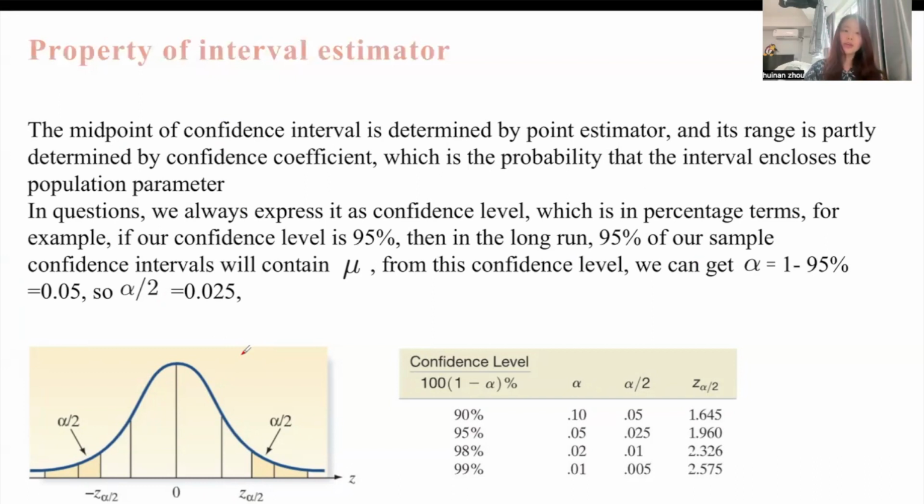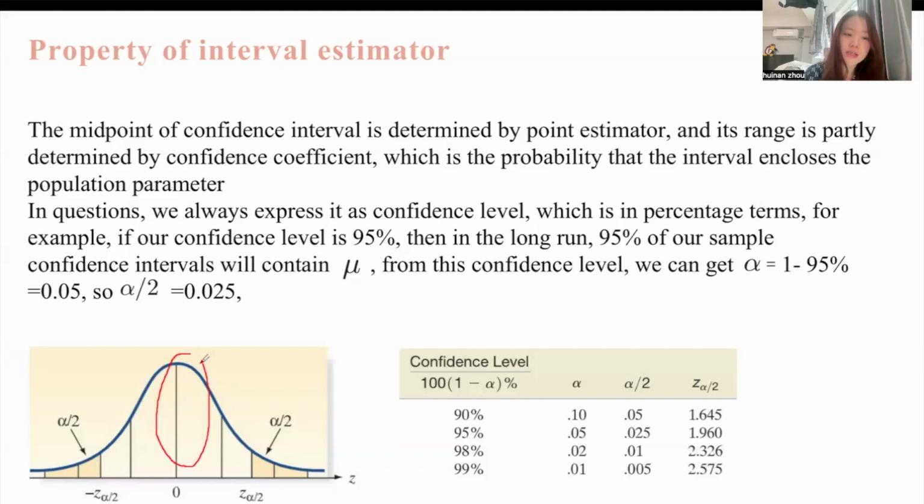For example, if our confidence level is 95%, then in the long run, it means that 95% of our sample confidence intervals will contain our target parameter, that is mu. So from this confidence level, we can get the alpha that we need in our calculation, which is equal to 1 minus 95%, that is 0.05. So alpha by 2 is 0.025. We can see this in the graph below.